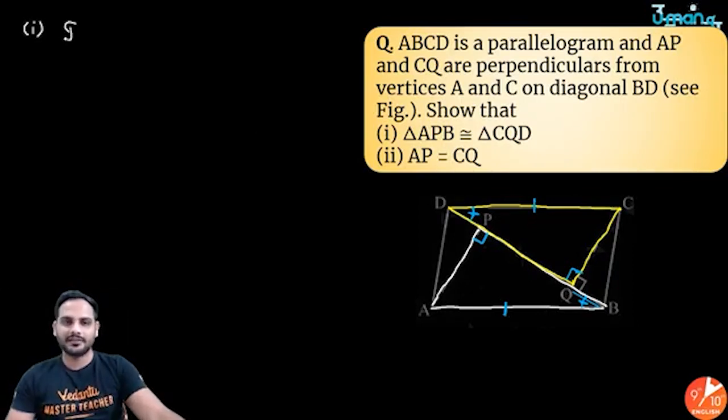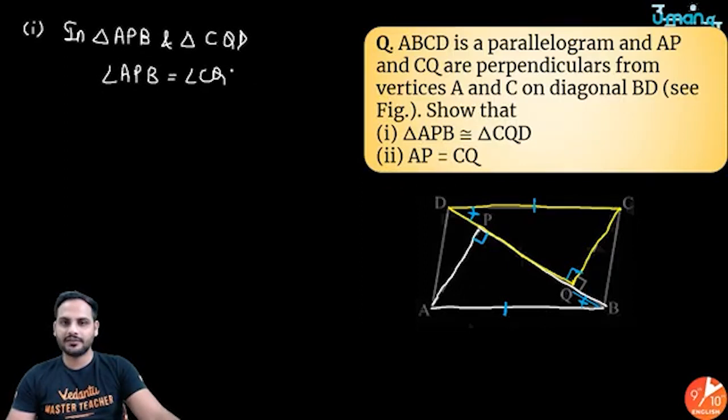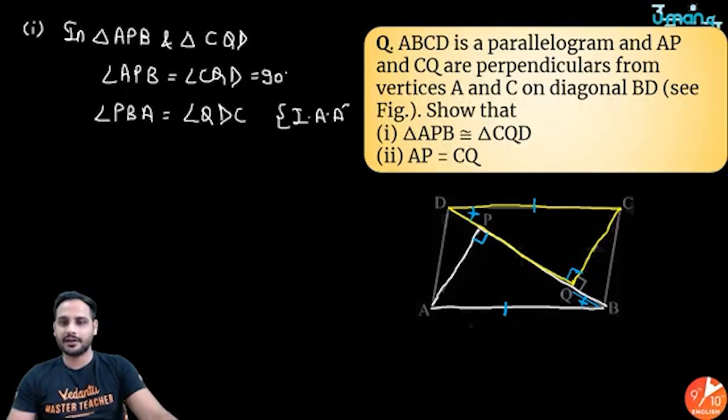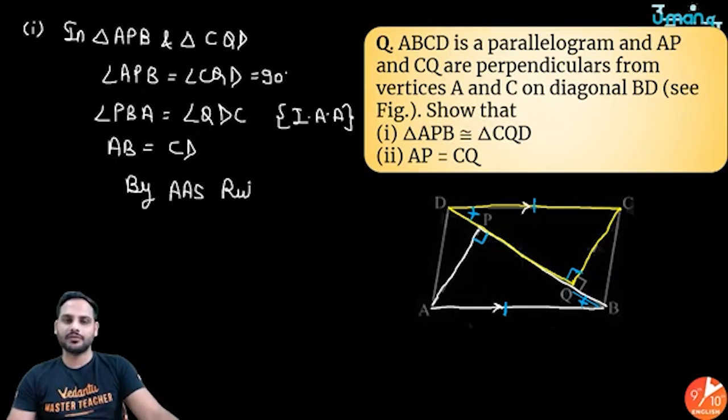So I can say, sir, in triangle APB and triangle CQD, first thing, angle APB is equal to angle CQD, both are 90 degree. Then angle PBA is equal to angle QDC because they are interior alternate angles. Since it is a parallelogram, lines must be parallel. And then the last thing, AB is equal to CD. So which rule is it? Angle angle side rule. So by AAS rule, I can say triangle APB is congruent to triangle CQD.